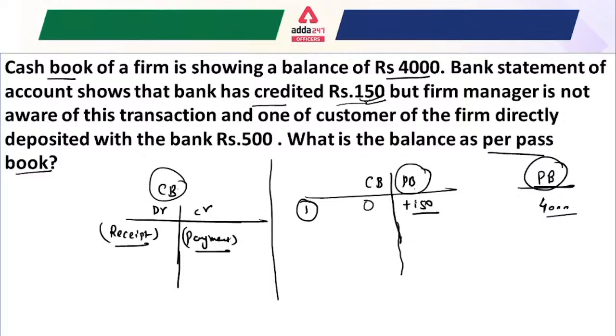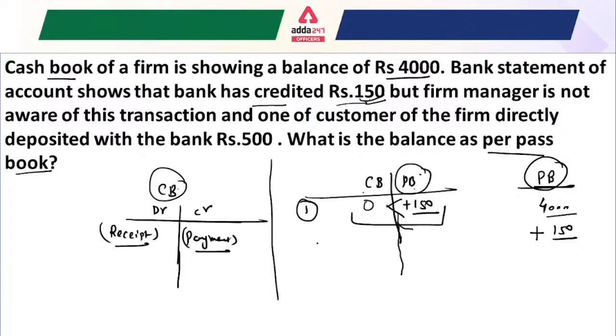Now we have to compare whether the passbook balance is greater than or less than the cash book. The answer is that the passbook is greater than the cash book balance. If it is greater than the cash book, we use the positive term, and by what amount it is greater, the answer is 150 rupees.